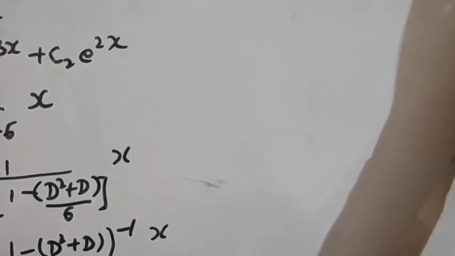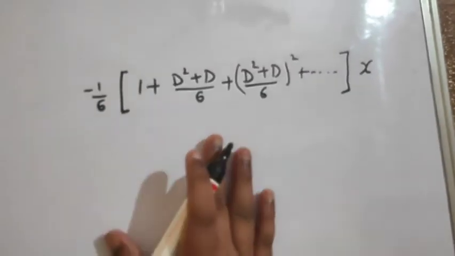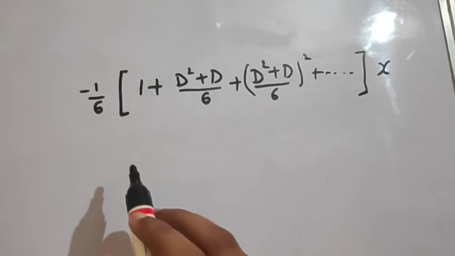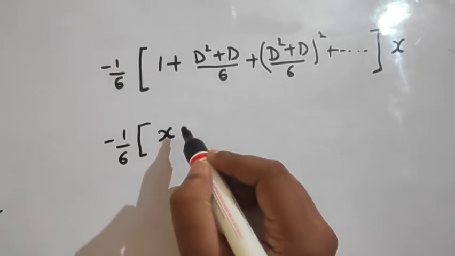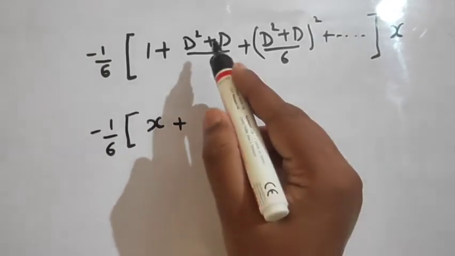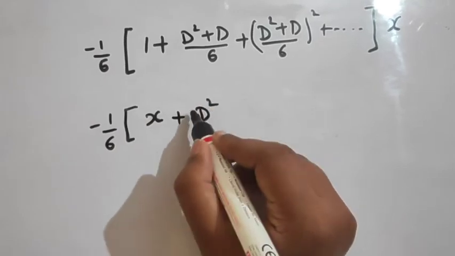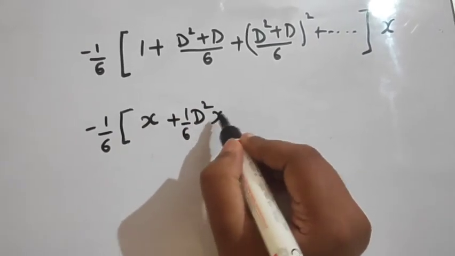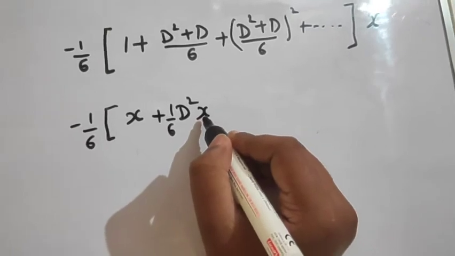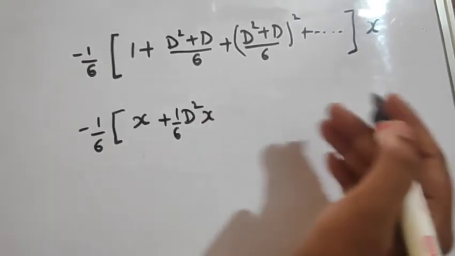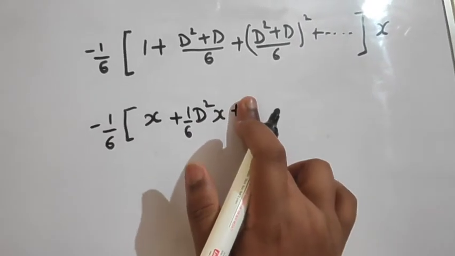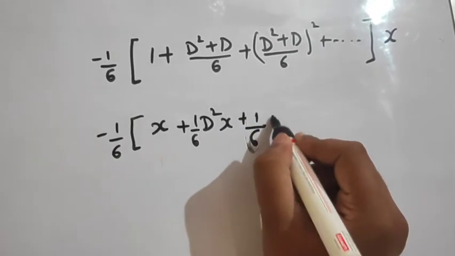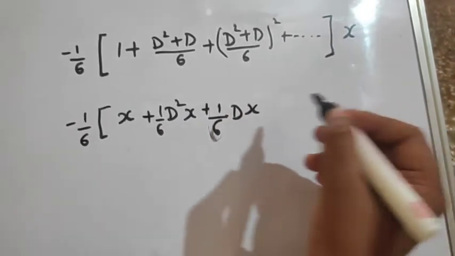Now don't need to write terms above. Why? I will be telling you ahead. So this is it. Now minus 1 by 6 out, x multiplied by 1 is x only. Now d square 1 by 6 out of x, that means the double derivative of x, which is going to be 0, because the single derivative of x is 1, then the double derivative is 0, plus 1 by 6 d of x. D of x means the first derivative of x, which is 1.